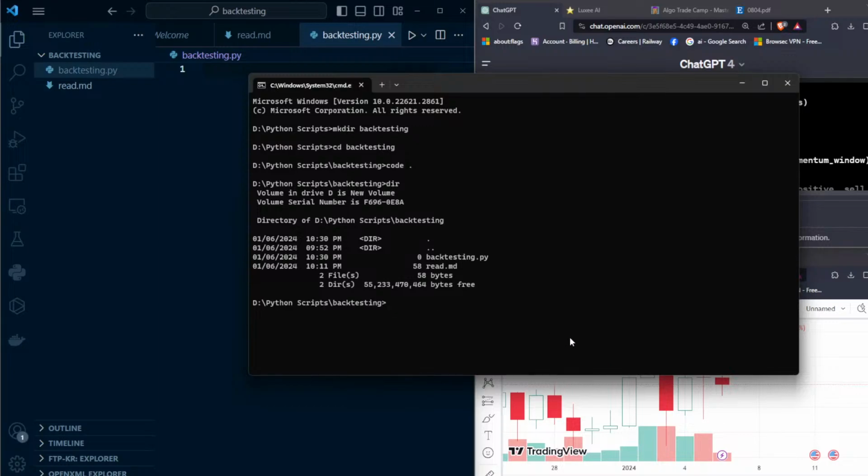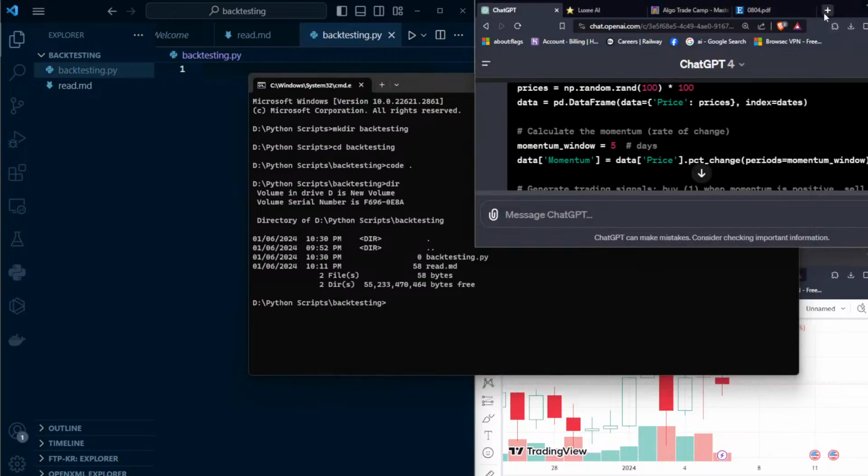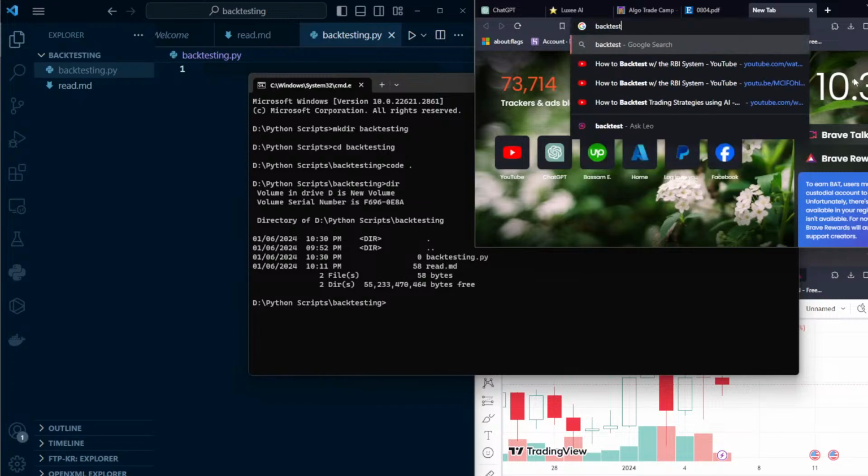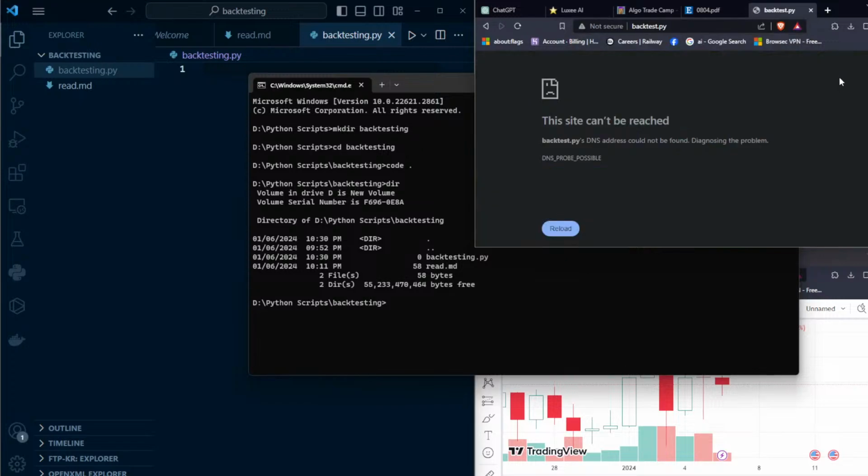So first thing, to code something, you need to install the libraries or the modules that you want to use in your code. For example, we're gonna backtest, right? And of course, there is a lot of things that we will need to use from a library called backtest.py. So I could say backtest.py. We could read about it.